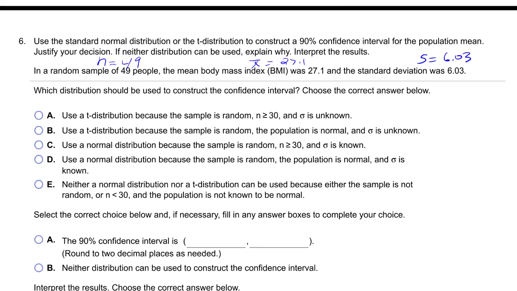All right. So what did they tell us? Well, the key thing here is that sigma is unknown. Okay, and we don't know anything about the population itself, so we're going to use the fact that we do know that n is greater than or equal to 30 since it's 49. We were told that it's random. And so we're going to use the t-distribution because of that. Okay, so I'm going to go down to the free space down here and do the calculations.